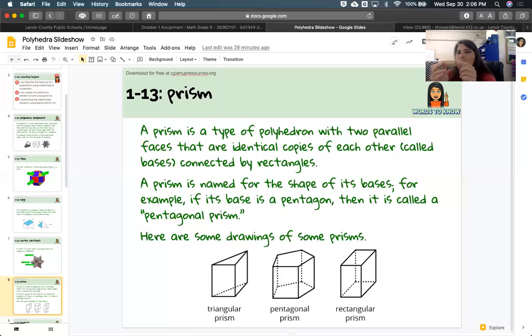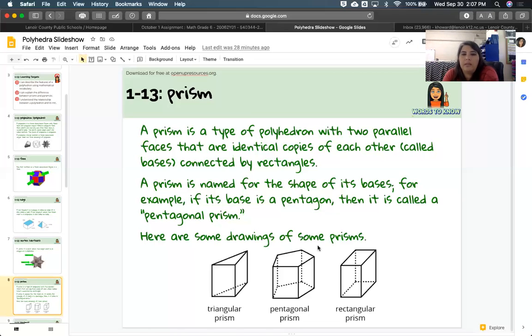For this one, it's a hexagon base, and the hexagon bases are connected by rectangles. So if the two bases are connected by rectangles, then it's a prism. A prism is named for the shape of its bases. For example, if the base is a pentagon, then it's called a pentagonal prism.